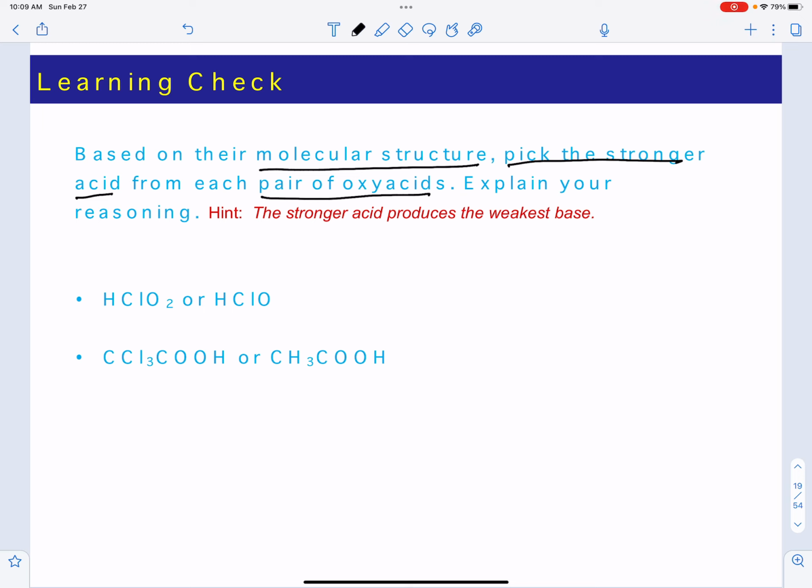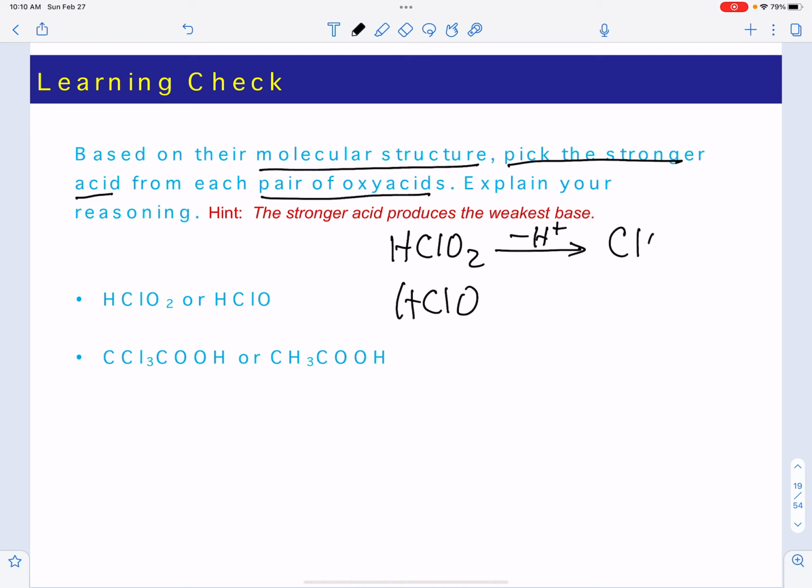So the stronger acid is going to be the one that wins on losing the hydrogen, right? So if this one loses the hydrogen, you end up with ClO negative. If this one loses the hydrogen, you end up with ClO negative. Which of these two conjugate bases is the most stable one? The most stable is going to be the one with the bigger, given that everything else is the same, right?